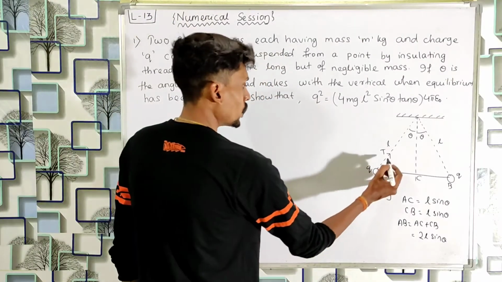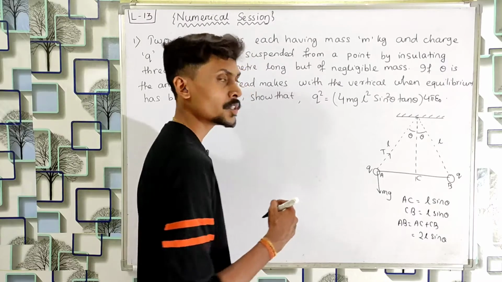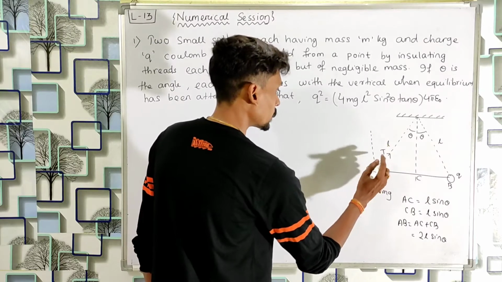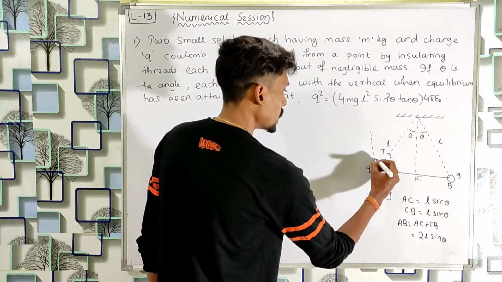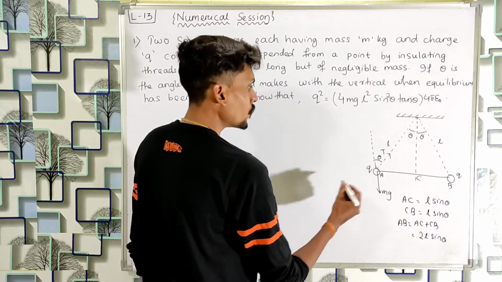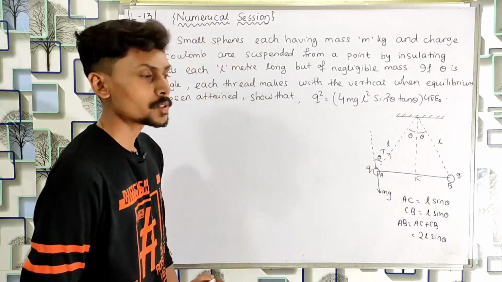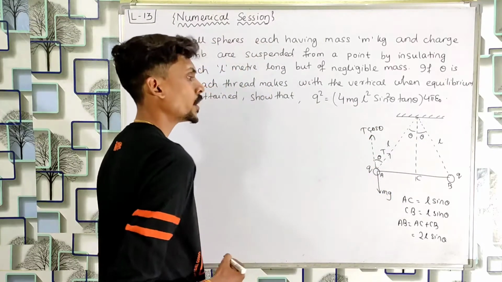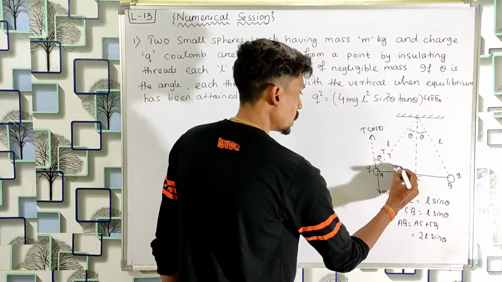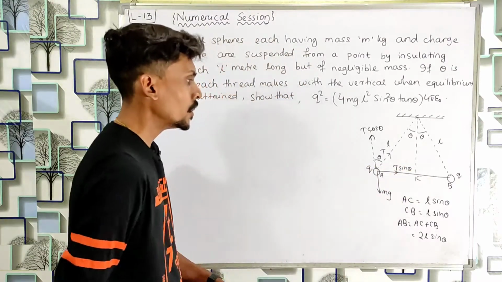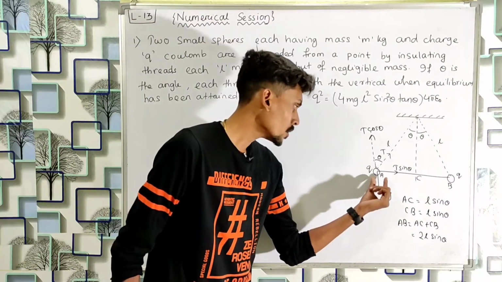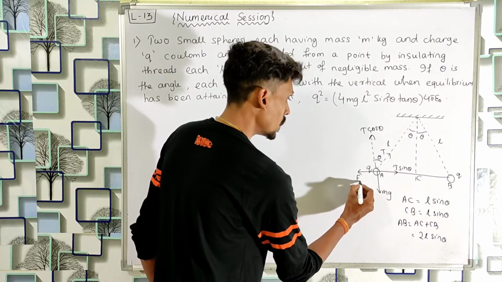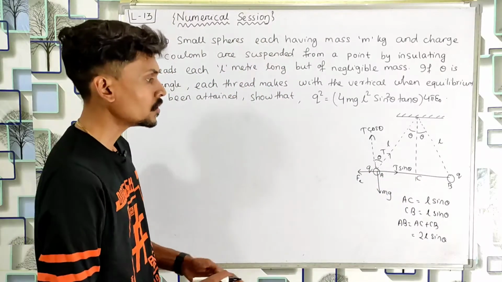Now let us resolve the tension force into its rectangular components. So if I draw a vertical line here, if this angle is theta, then this angle is also theta. Now if you resolve the tension into its components, you will get T cos theta in the vertically upward direction and T sin theta towards right. And again the repulsive force acting on sphere A due to the sphere B will be towards left. This is the electrostatic repulsive force acting on the sphere A.